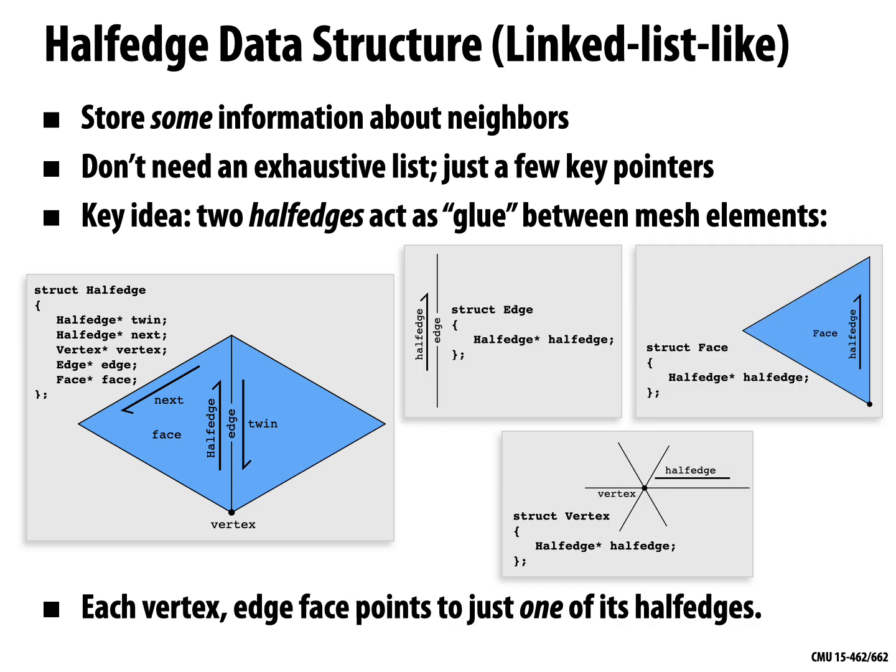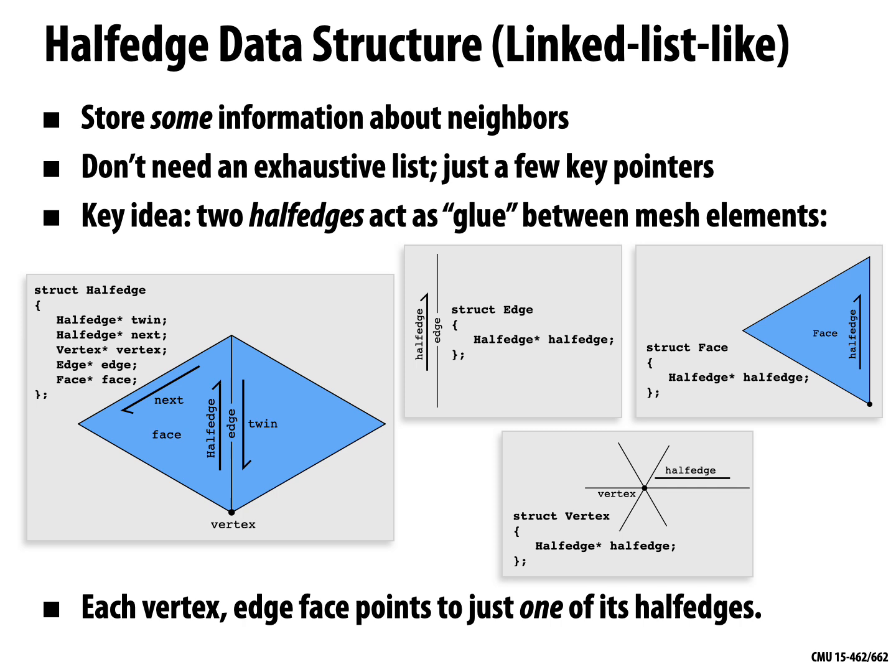All the other mesh elements are going to store just one thing, which is a reference to one of their half edges. So an edge will know about just one of its 2 half edges. A polygon will know about just one of the half edges around the polygon. A vertex will know about just one of the half edges sticking out of the vertex. Right? Why is that enough? Why is it okay to just have one?